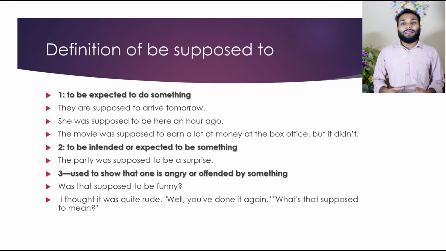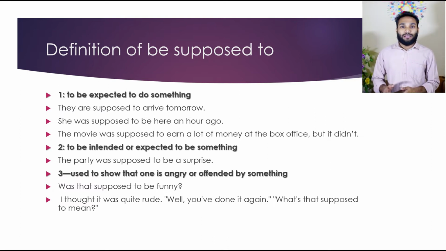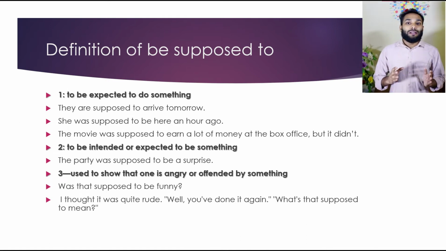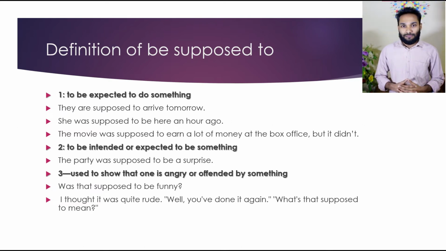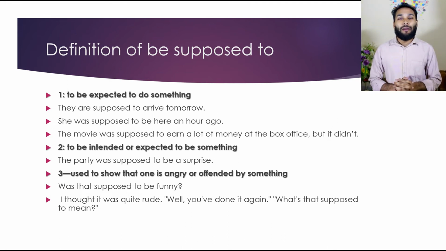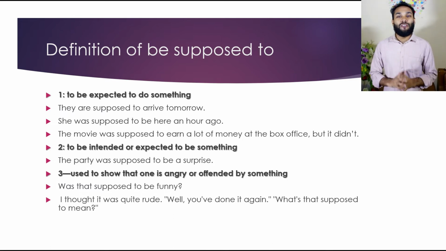So she was supposed to be here an hour ago. That means now it is 10 o'clock, she had a plan to come at 9 o'clock, but she didn't. So for that reason you are saying that she was supposed to be here an hour ago. That means she should have arrived at 9 o'clock, but she didn't.